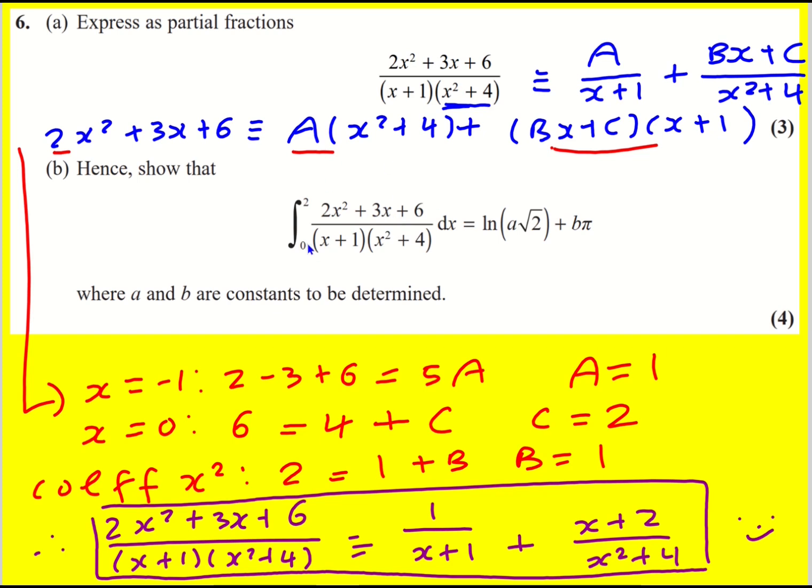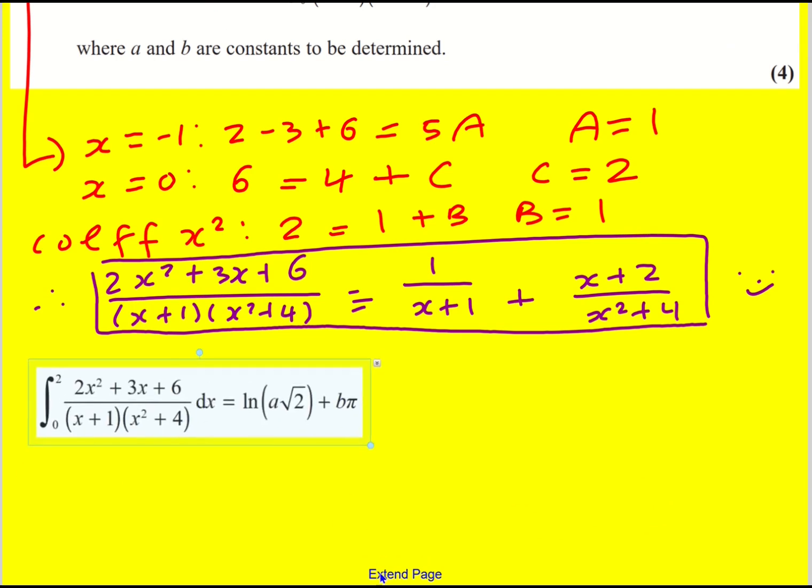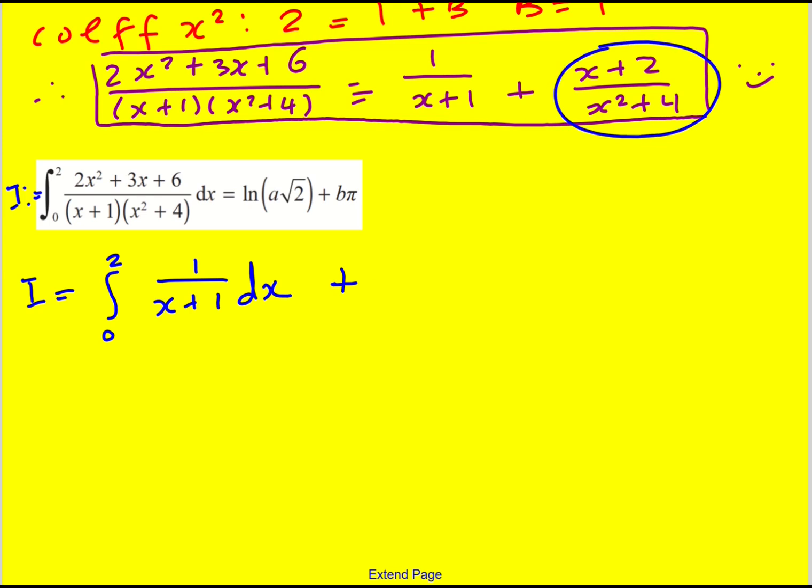And show that the integral of that function between 0 and 2 is equal to a ln of something plus a multiple of pi. Okay, so let's just call this I, and then I is going to equal the integral of 1 over x plus 1. I'm going to separate into 3 integrals actually now. Because I know, basically, if you know how to integrate it, then just go for it. Just separate it basically.